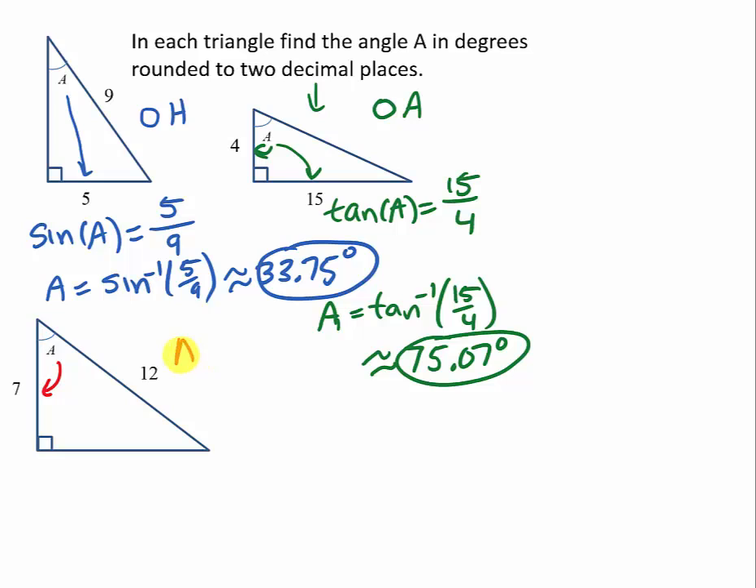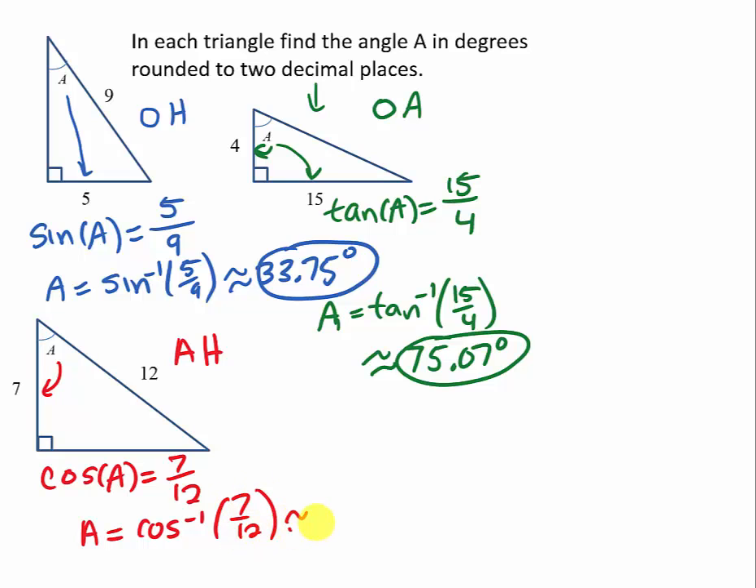And then looking at the third triangle, I see I have a leg of the triangle that is adjacent to A, and then I also have the hypotenuse of the triangle. So this one will be the trig function that connects those, which is going to be cosine. So cosine of A is going to be adjacent, which is 7, over hypotenuse, which is 12. So A is going to be the inverse cosine of 7/12.